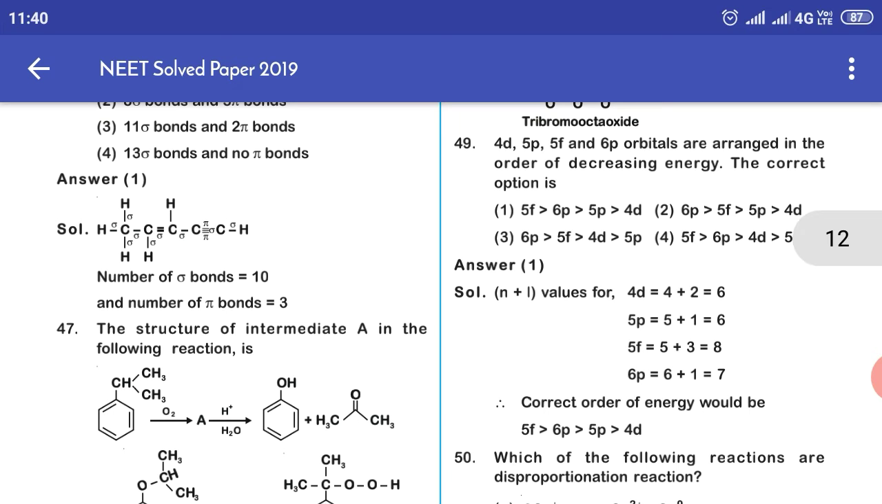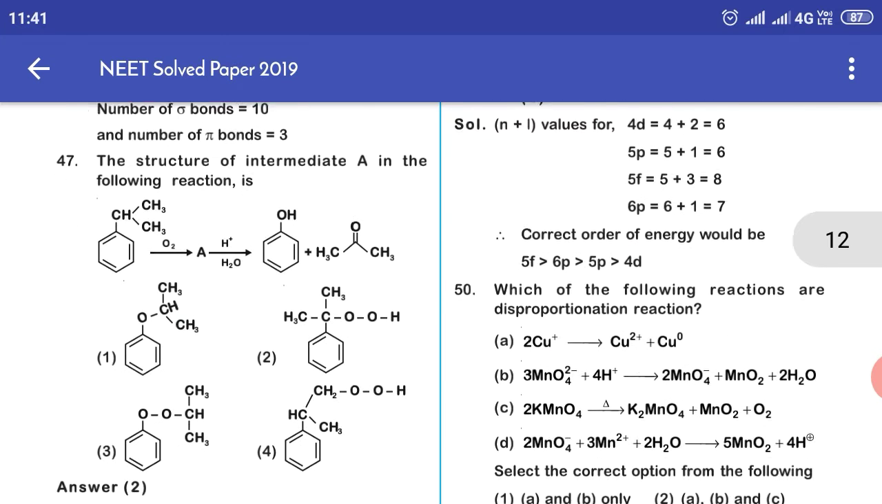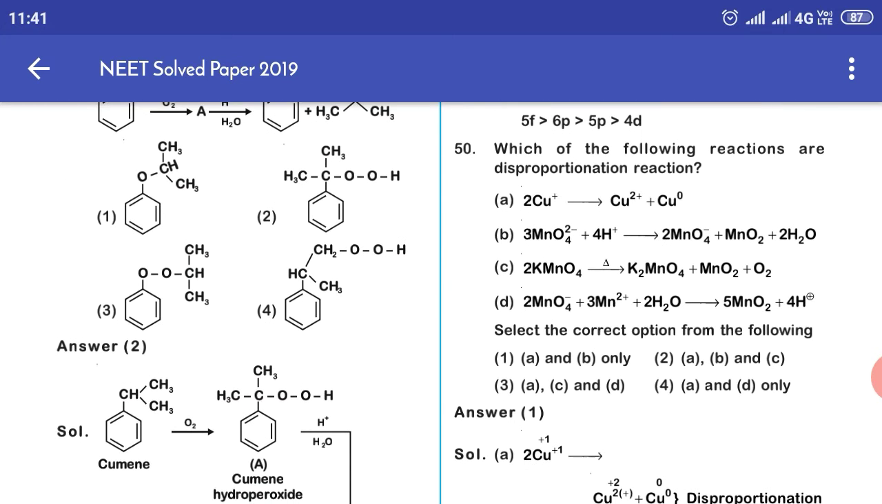4d, 5p, 5f, 6p. The n plus l value for 4d orbital is 6, for 5p is 6, for 5f is 8, and for 6p is 7. The highest energy is 5f orbital, then 6p. Between 4d and 5p, the n value of 5p is more, so 5p orbital has more energy, then 4d. The correct order of energy is 5f, 6p greater than 5p greater than 4d, so option 1 is the correct answer.